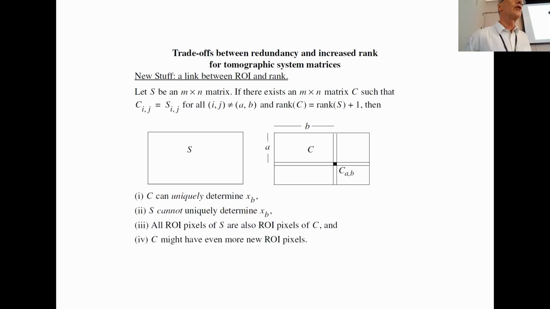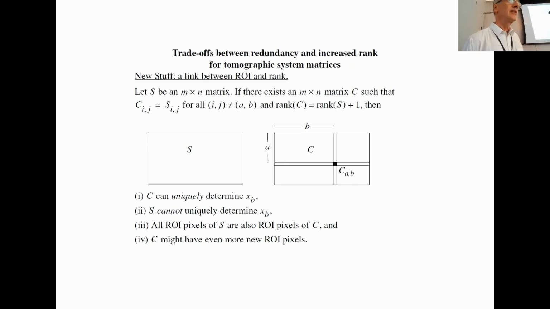Well, there are 4 things. Firstly, the pixel corresponding to that row, so pixel XB, can now be uniquely reconstructed. It now becomes an ROI pixel. The second comment is that it was not reconstructible before with the previous matrix S. Okay, so we really have something new. The third thing is all the region of interest pixels that happen to be available from the matrix S are still there, so nothing got lost.